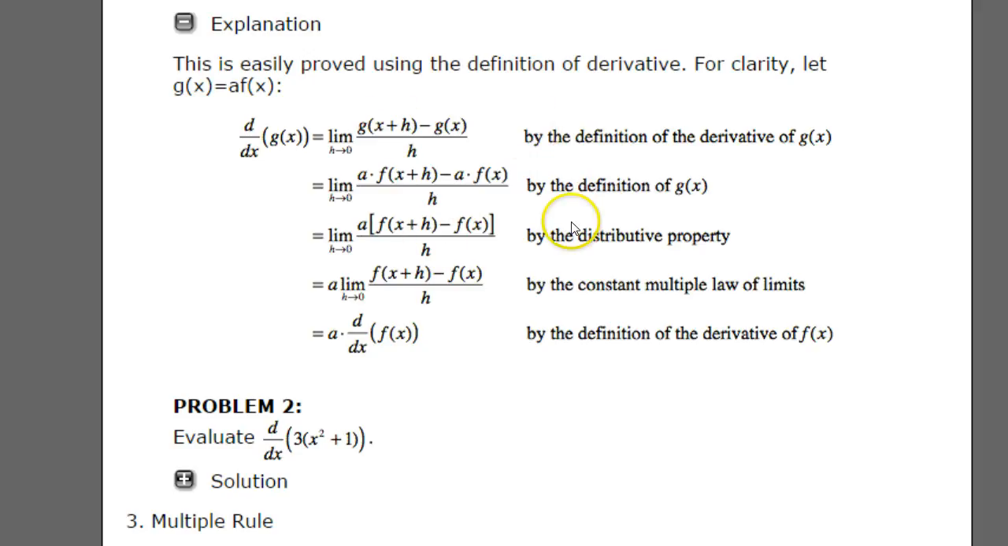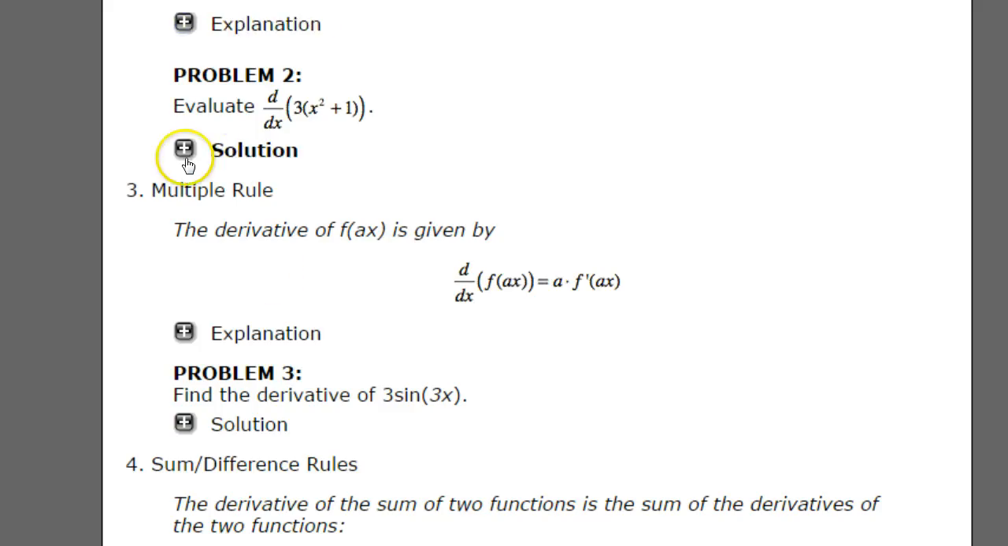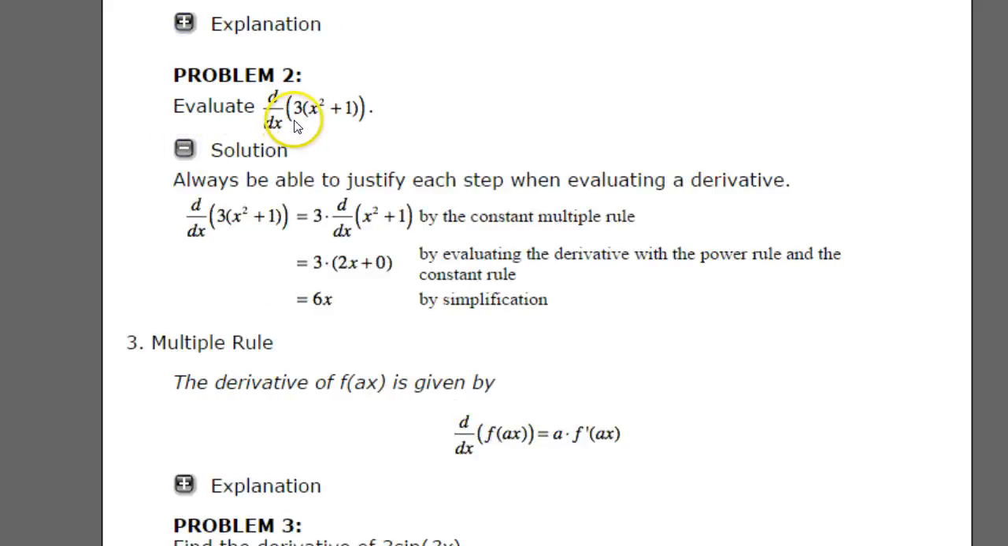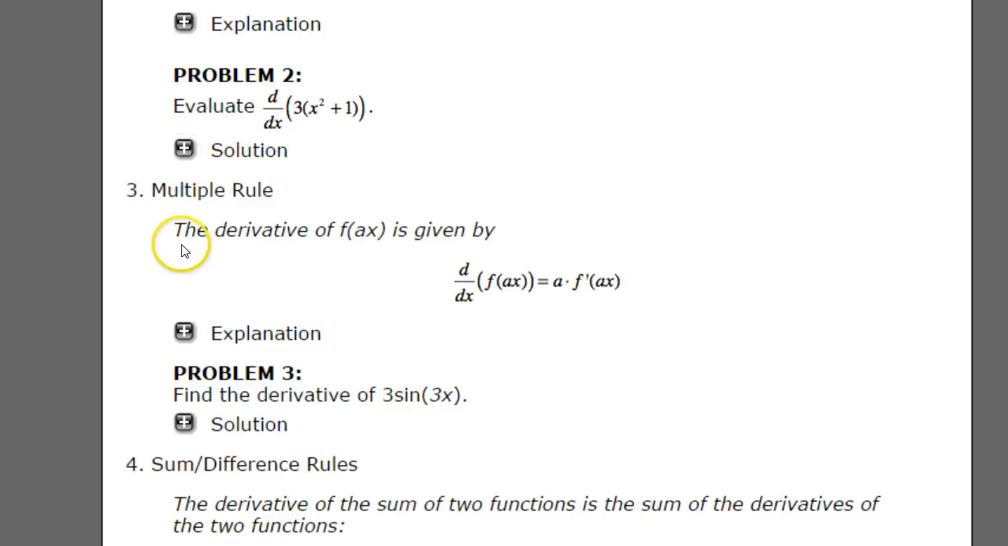Okay, and if we just plug everything in, as you can see, I'm going to have a in there a couple of times. And if I factor it out to the front, it's just going to be a times the derivative. So for example, d dx of 3 times x squared plus 1 is going to be 3 times the derivative of x squared plus 1, and then just work it down to 6x. And you'll learn how we get 6x in a little bit.